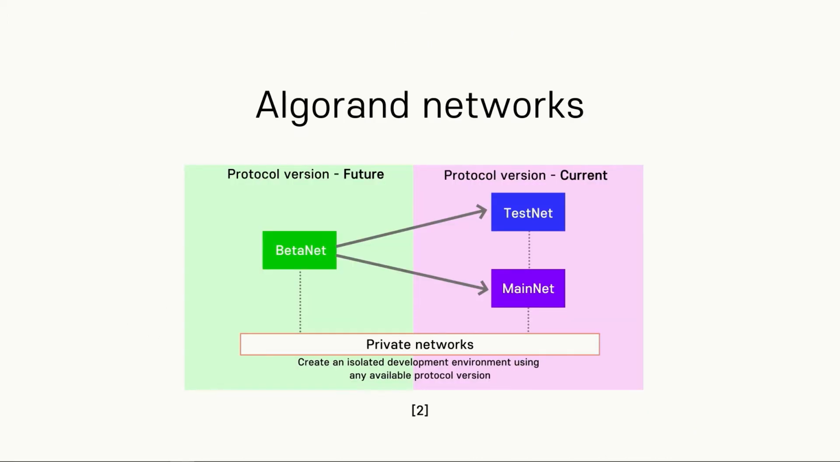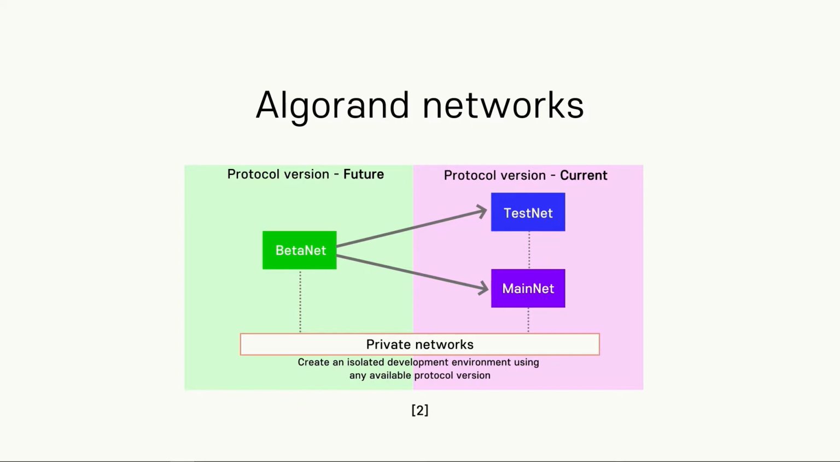So, starting with the part of Algorand networks, which options are out there? As we can see, we are currently in the part of the private networks, where we operate in an isolated development environment using any available protocol version. This is the current version where we are. We don't even have the current configuration installed, but we will be at this point until we join the available network. Looking at what types of networks we have, there are three options.